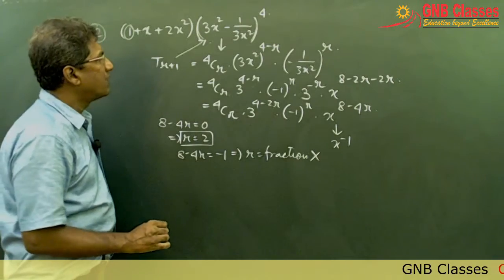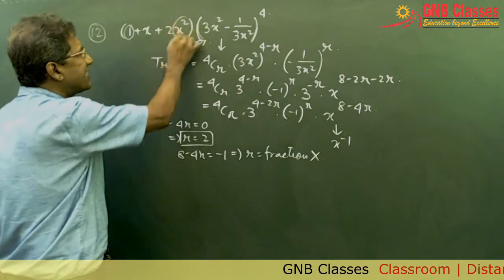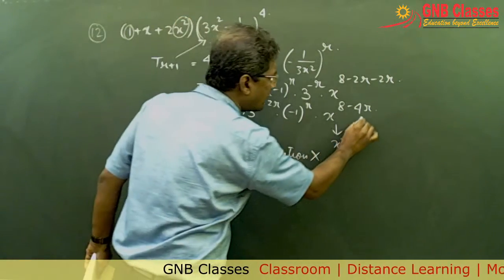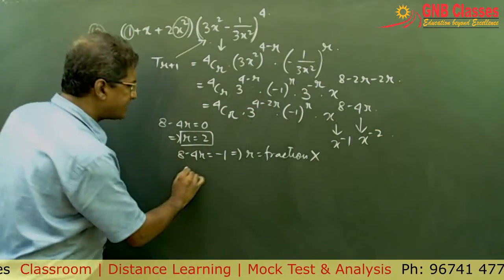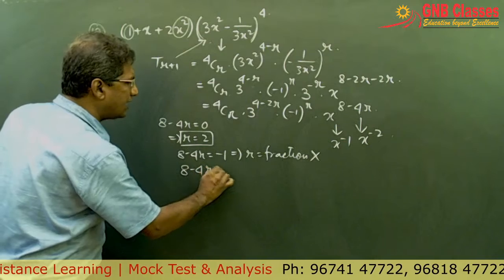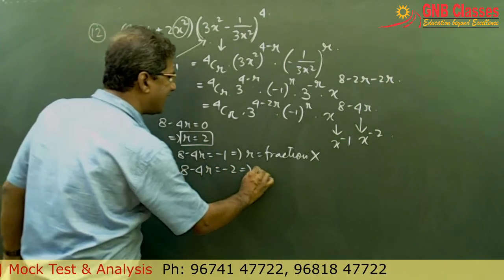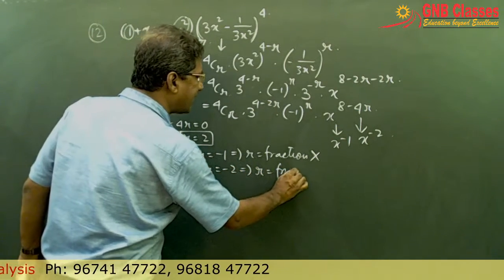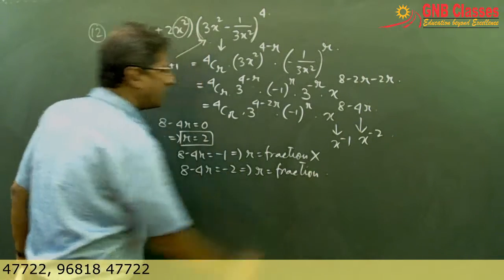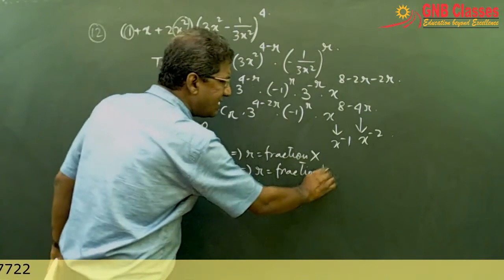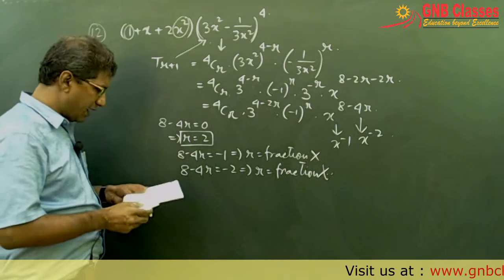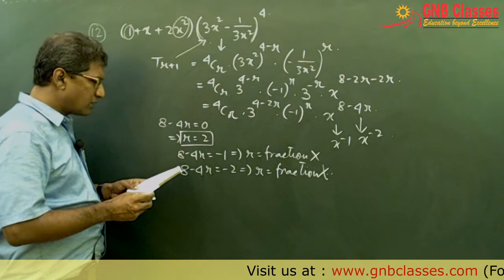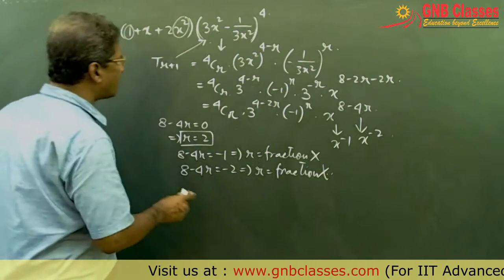Is it clear? Next it is x square. So we have to find a term here which consists of x to the power minus 2. That is 8 minus 4r equals minus 2. That implies again r is coming to a fraction. Am I correct? r is coming to a fraction. So this again is not possible. Yes or no? Okay. So we have to find the term independent of x.